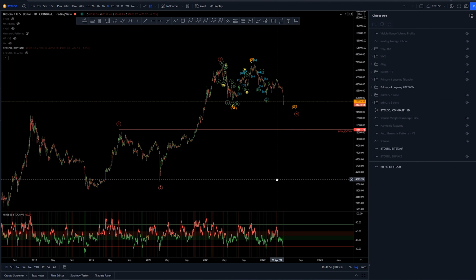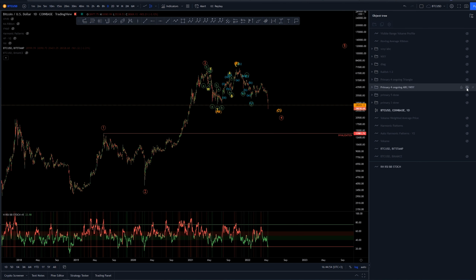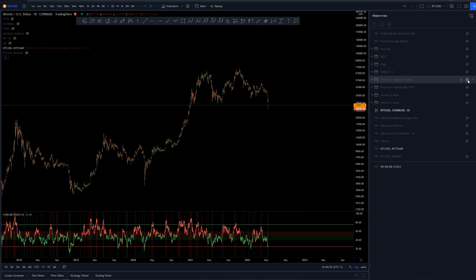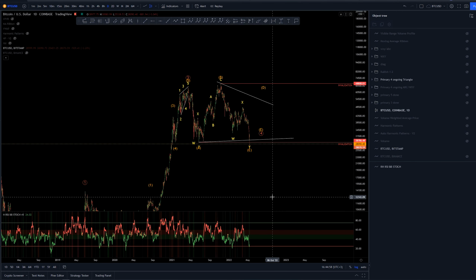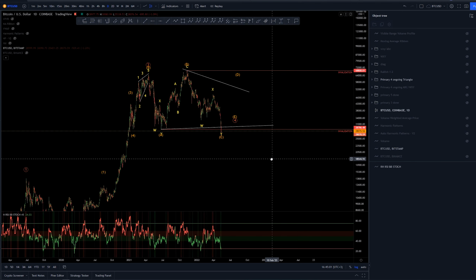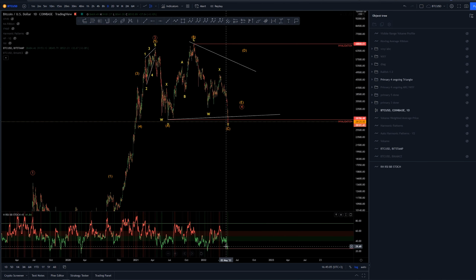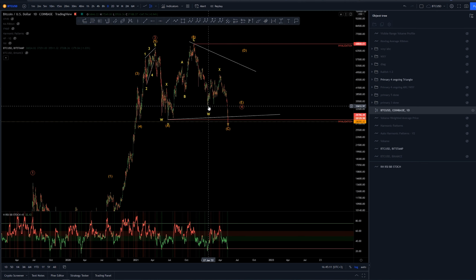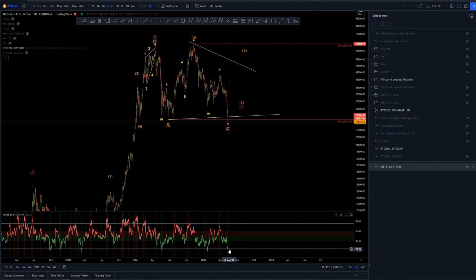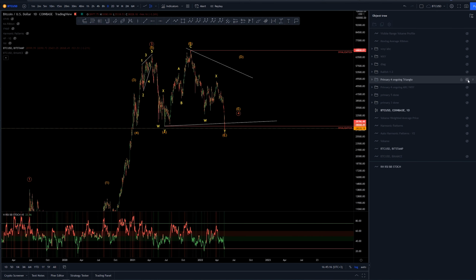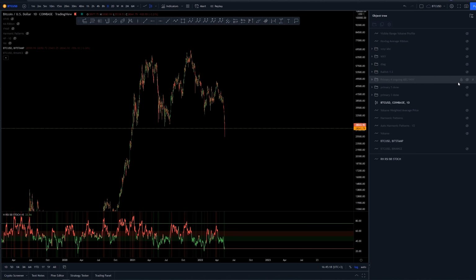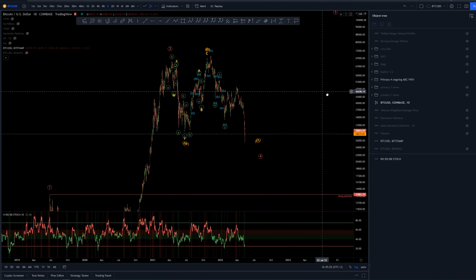Now if the wave 4 is ongoing, there's quite a few different setups. We had the possibility of it being a triangle, which has now been invalidated completely. We have a lower low here with a higher low compared to the RSI, so that is no longer the case in any scale. I'm going to remove that possibility.